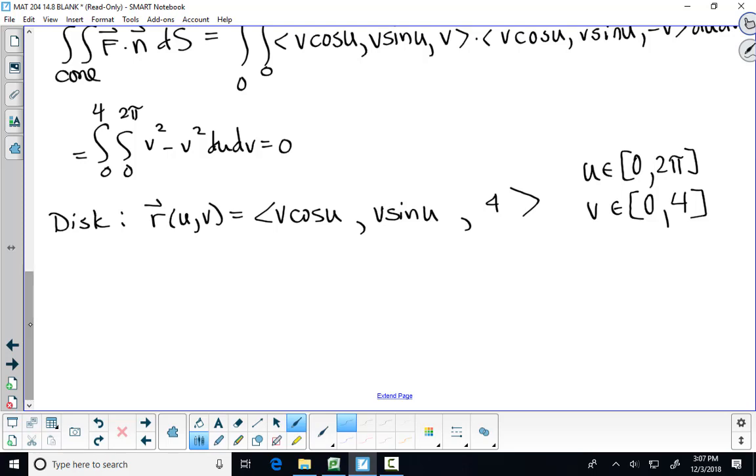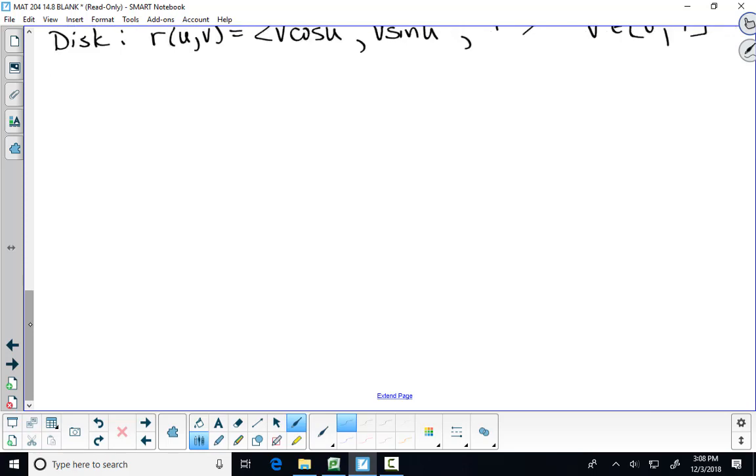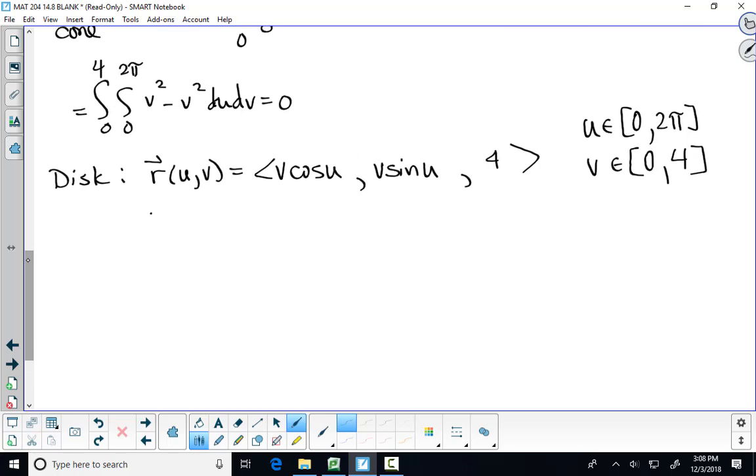Now, we didn't use a regular Cartesian parameterization, so the normal vector is not going to be 0, 0, 1. If we parameterized it u comma v comma 4 and took r_u cross r_v, we would get 0, 0, 1. We will not get that here because we have this circular stuff going on in the parameterization. So let's not jump to conclusions.